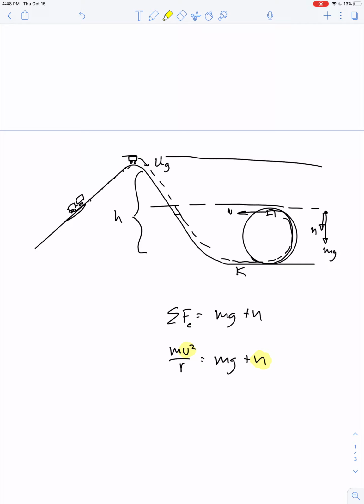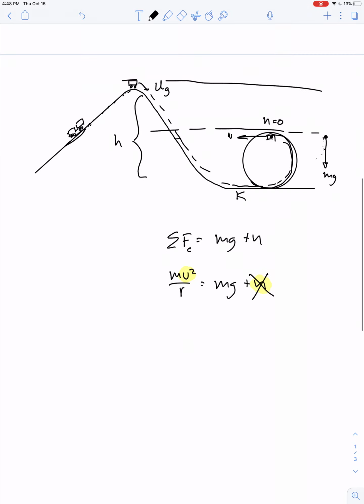The greater the velocity, the more normal force there would be. That's not what you pay for when you go to the amusement park. You don't want a sensation of having a lot of contact with your seat as you go through the loop. You want very little contact with your seat. You want to experience a sensation of weightlessness. In fact, in the limiting case, you want this normal force to disappear. That's the real thrill. So if there's no normal force in this equation, now we can cancel out the m, and we see that v squared is equal to rg.